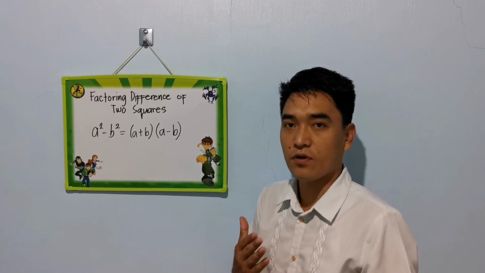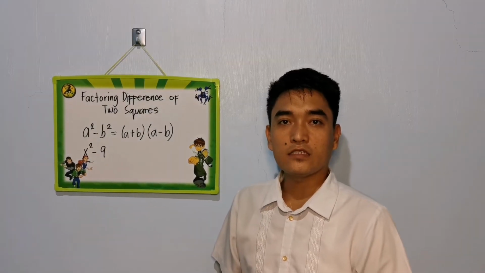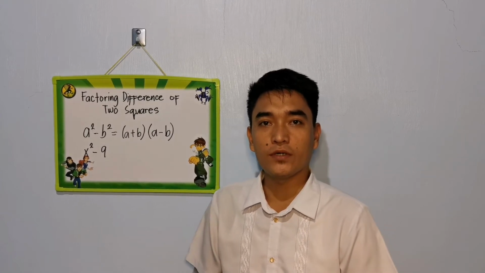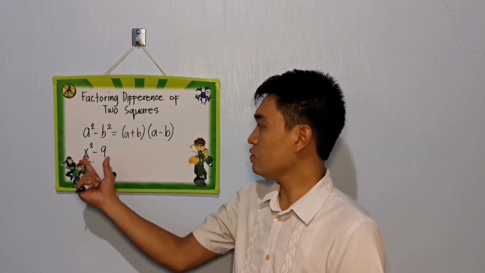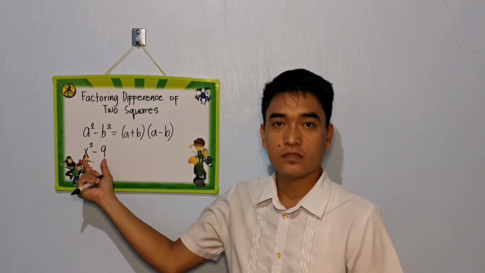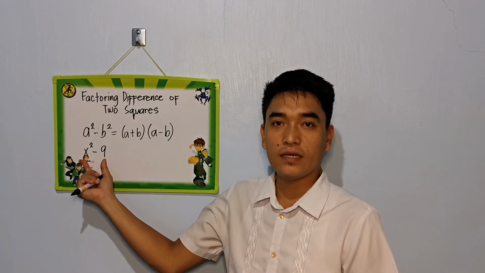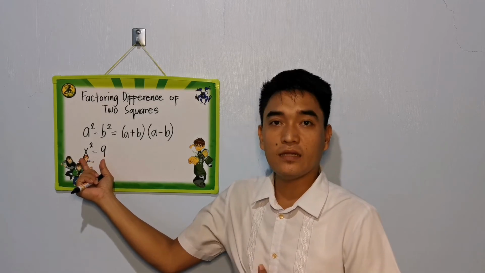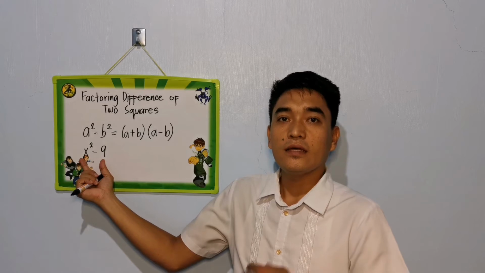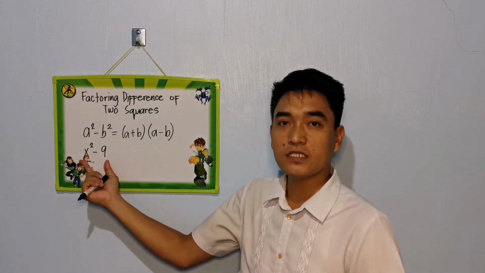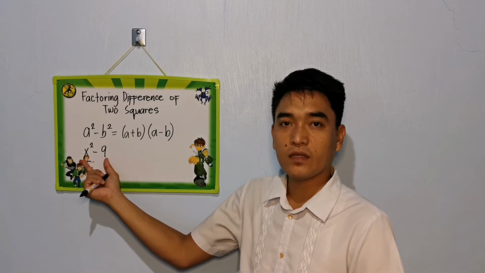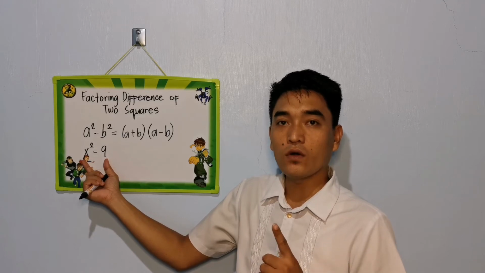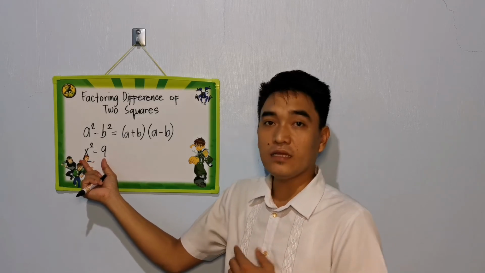So let's have an example. Our first example is x squared minus 9. The condition that we have to remember is that the two terms must be perfect squares, and the operation between them is subtraction. Or shall we say, the two terms must be written in square form, or in the power of 2. We have noticed that the second term, which is 9, is not written in the power of 2. So therefore, we have to rewrite 9 in square form.